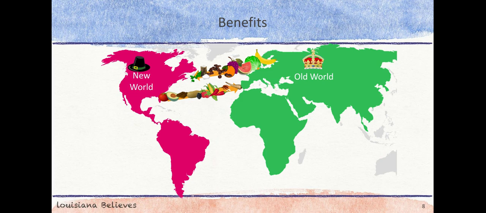Foods such as potatoes, corn, and cassava became a staple for Europeans because they were plentiful, easy to grow, and had more calories than Old World food, making people feel less hungry.